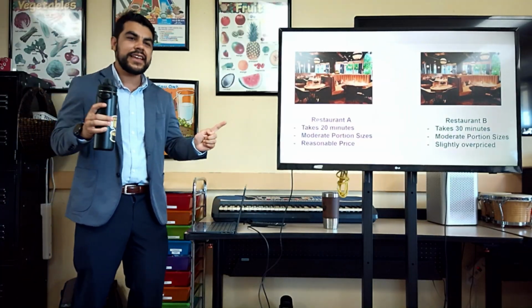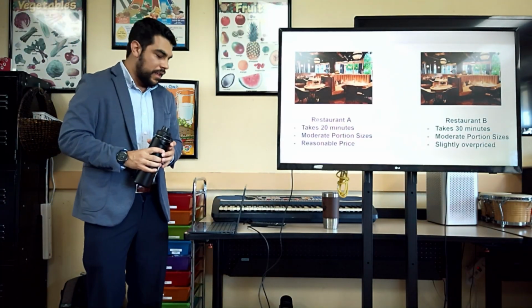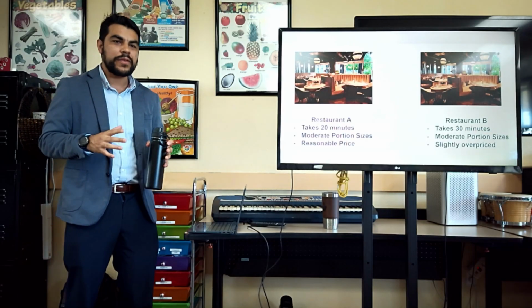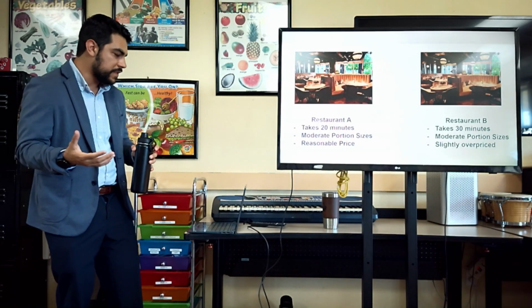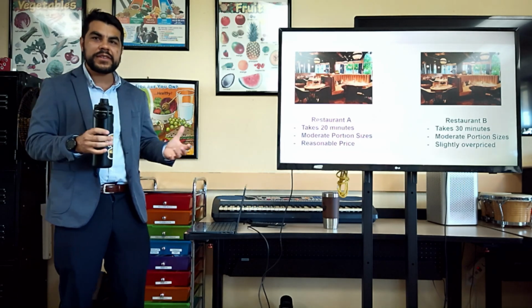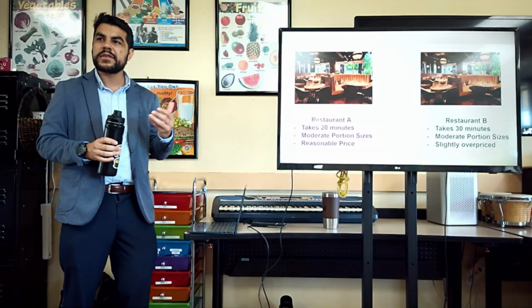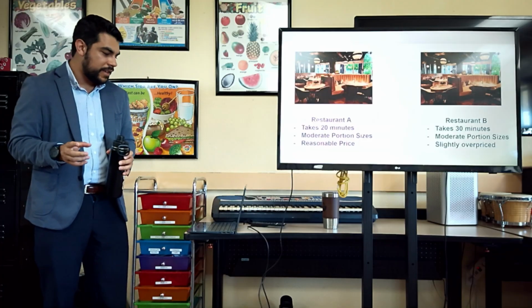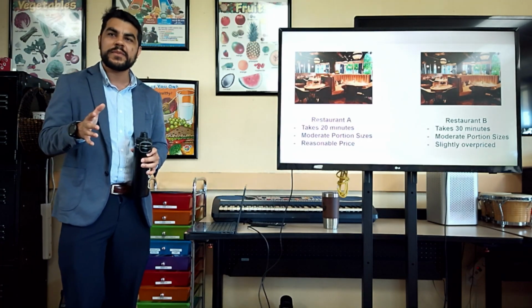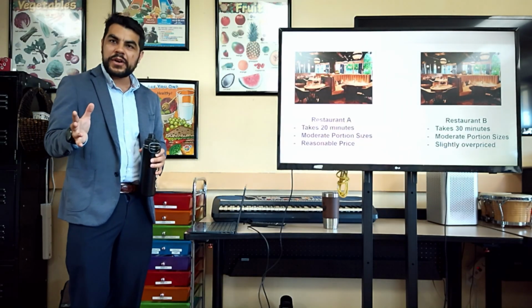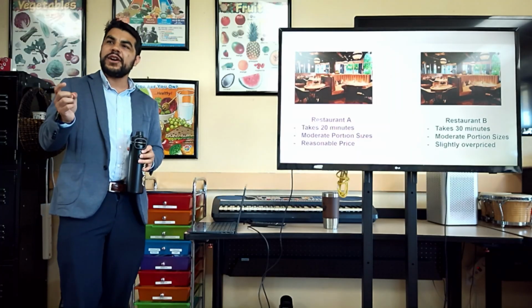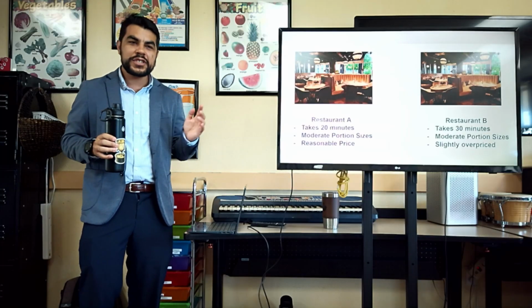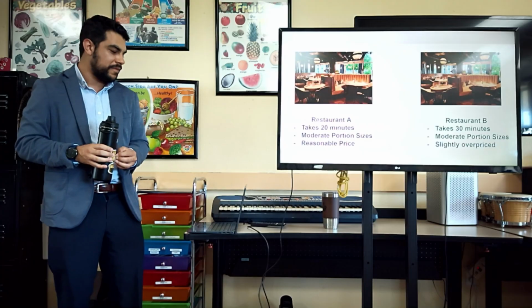All right, a little scenario for you guys. There are two restaurants. Let's say they serve the exact same style of food. However, at restaurant A, it typically takes about 20 minutes for your food to be prepared and served to you. They have moderate portion sizes and a pretty reasonable price for what you're paying. Conversely, restaurant B takes about half an hour to prepare your meal. Also moderate portion sizes, but it's slightly overpriced for what you're getting. With all things being equal, which restaurant would you guys choose to go to?